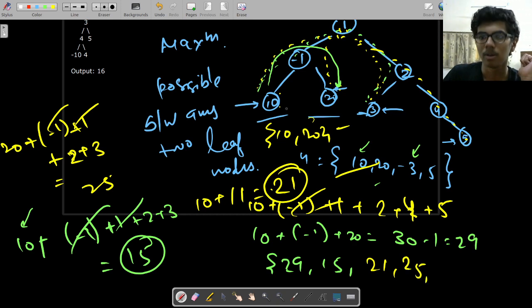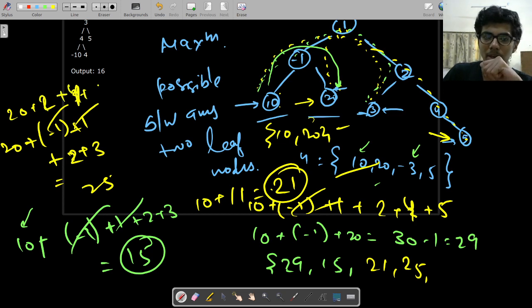Okay, now we can go from 20 to 5. So I will calculate for that also. So it will be 20 plus -1, it is going to be 0. So I am not going to write this again. 2 plus 4 it should be, and we have 5. Okay, so it will be 20 plus 11. So it is going to be 31.